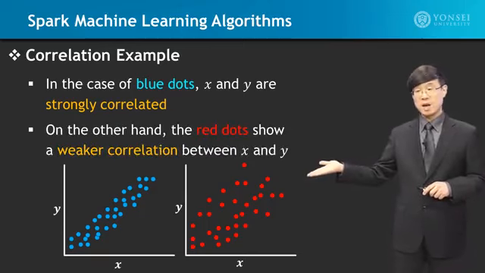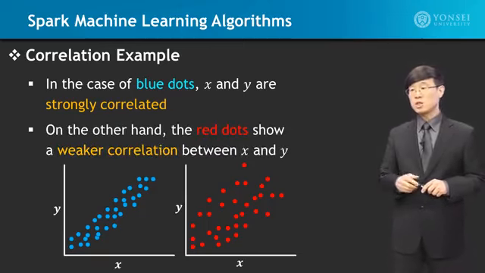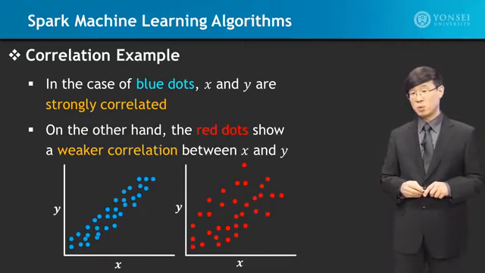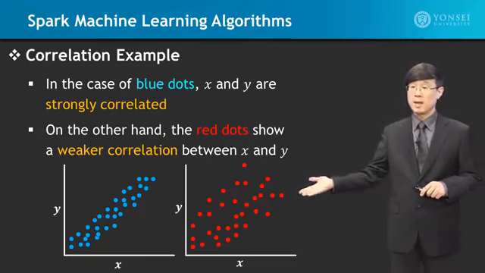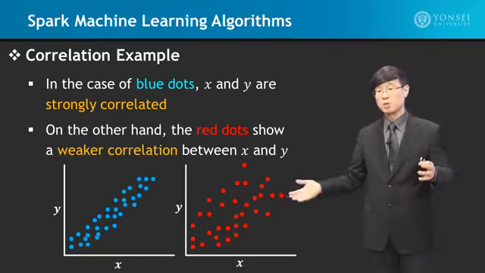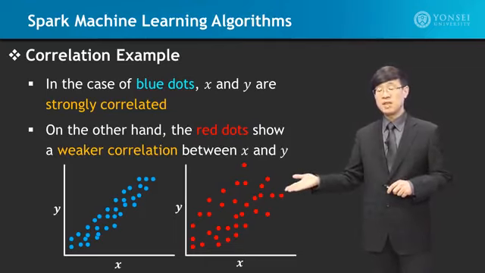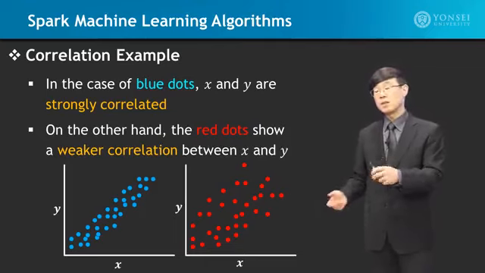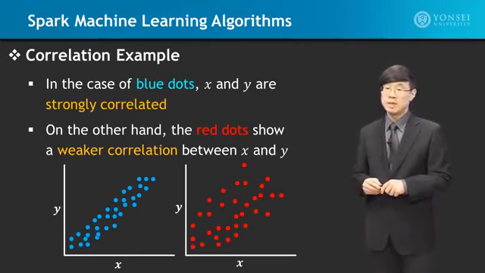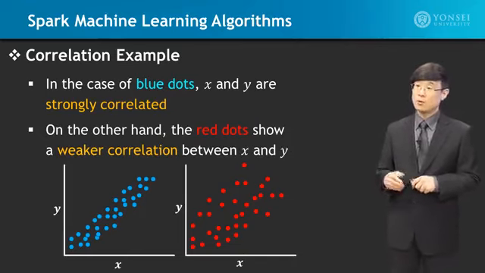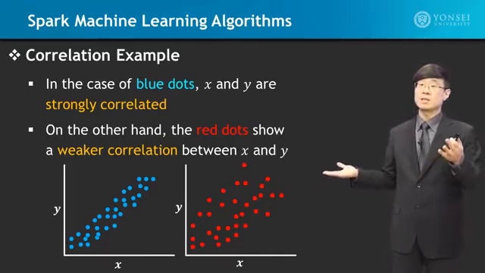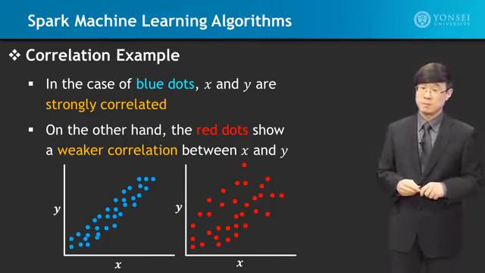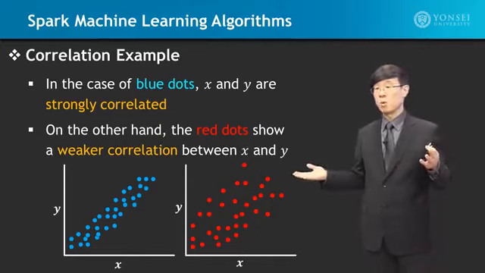Compared to these, the red dots show a weaker correlation between x and y. You can see this because just because x is large does not mean that the y value will be large as well. That's why the data values are spread out much more. In addition, if these dots are spread out even more, then the correlation between x and y will be even lesser, all the way until they are maybe even uncorrelated. Then you will see them spread out even more.